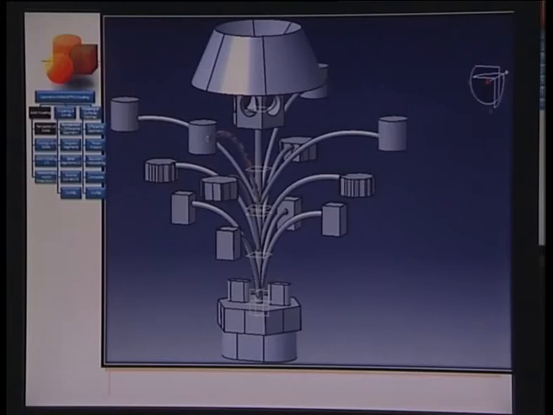This is the first form from group 2. Group 1, how would you evaluate this design? We have given 6 points. Group 2, 6 marks. Group 3, 9.